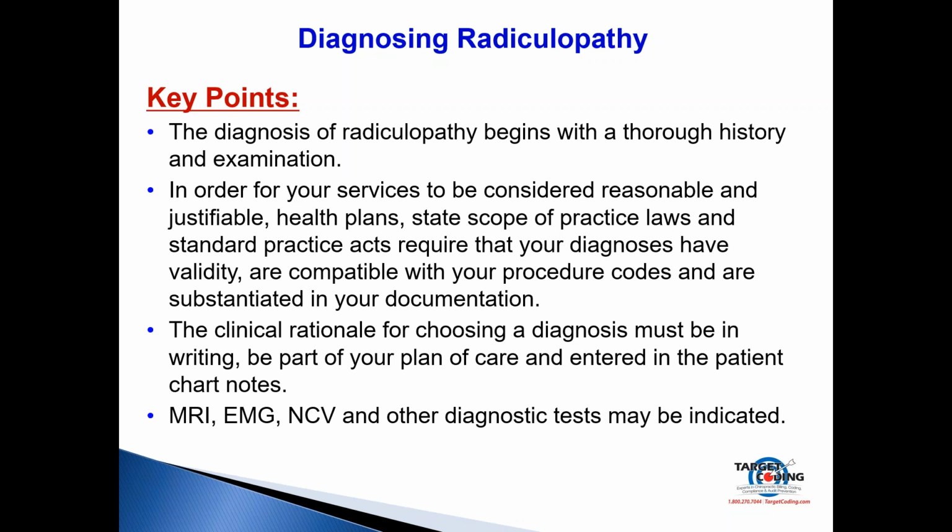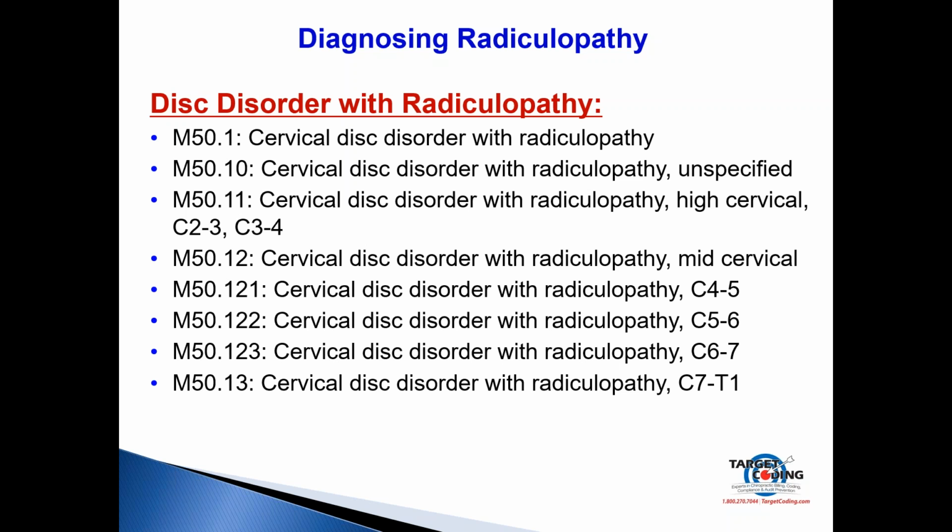Now, with radicular type pains, MRIs, NCVs, EMGs, other diagnostic tests may be indicated. For some of the diagnosis codes that I'm going to share with you today, if you do not do an advanced diagnostic test, it's hard to prove that that condition actually exists. We're going to go over a few of those later. So let's begin with a few. Some of the more common ones. These are ICD-10 codes that have disc disorder with radiculopathy in the description.